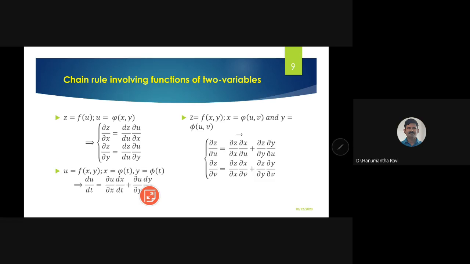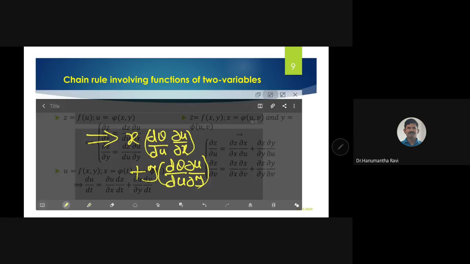Yeah, the first case, that is z is equal to f of u, where u is equal to phi of x, y. Then ∂z/∂x and ∂z/∂y were expressed in terms of the ordinary derivative of z with respect to u into the partial derivative of u with respect to x. Similarly, the partial derivative of z with respect to y is the ordinary derivative of z with respect to u into the partial derivative of u with respect to y. We are using that one here.